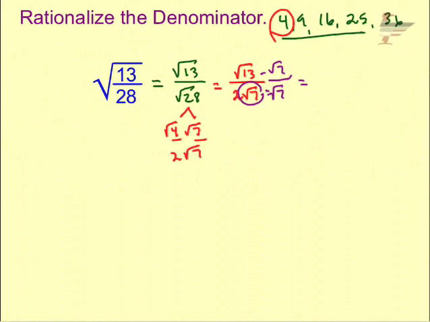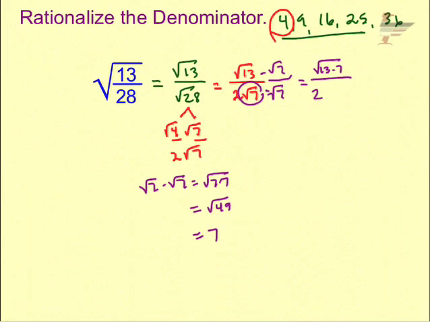So now we have the square root of, I can bring this 13 times 7 together over 2 times, now square root of 7 times square root of 7 is equal to the square root of 7 times 7 together. That's our product property, which is the square root of 49, and we know what the square root of 49 is, so that is 7. So back up in our problem, we have 2 times 7.